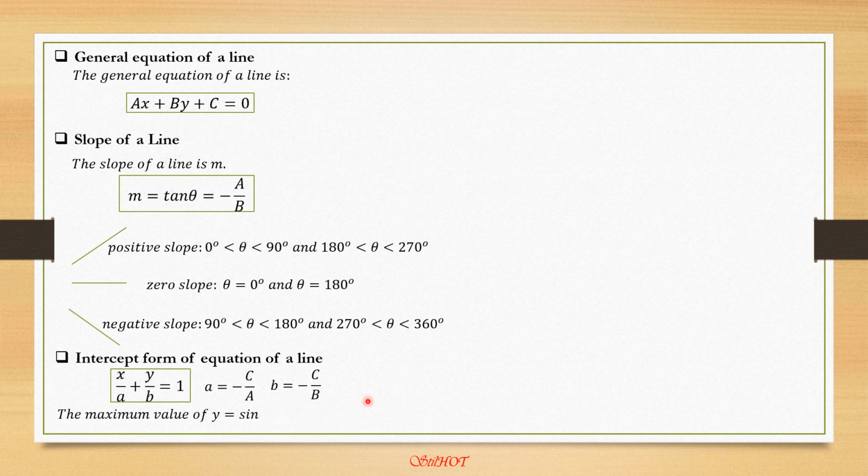And the maximum value of y equals sine x and y equals cosine x is 1. Remember that. So for y equals sine x and y equals cosine x, the maximum value is 1.